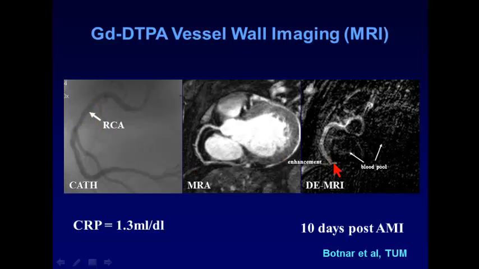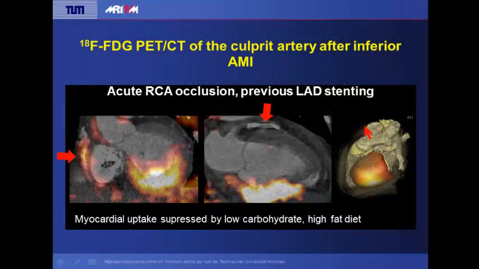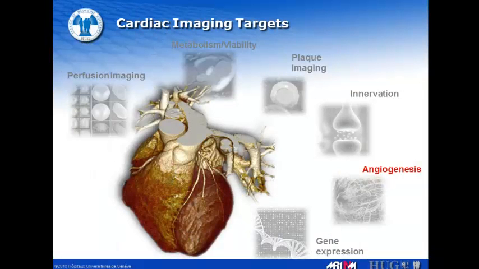However, when using a DE-MRI sequence, they could show that there was vessel wall abnormality. And when fusing the same thing with FDG PET, there was also FDG activity in this region, clearly showing inflammatory activity and predicting a possible coronary event later on.